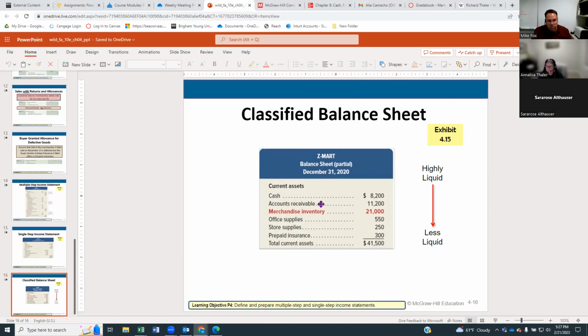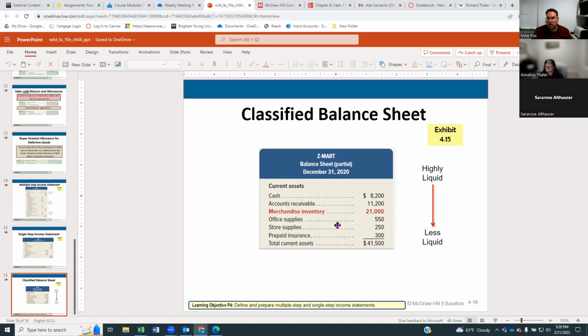So cash is the most liquid of all assets because it's already cash. Accounts receivable and merchandise inventory, those are both assets that we have full intention of turning to cash, right? We collect accounts receivable from customers, inventory is there to be sold. And then there's stuff like office supplies and store supplies, which we're not ever going to convert to cash, but we're going to consume or use up in the near term. So typically, if an asset is cash or will be converted to cash or consumed within the next year, we call it a current asset.